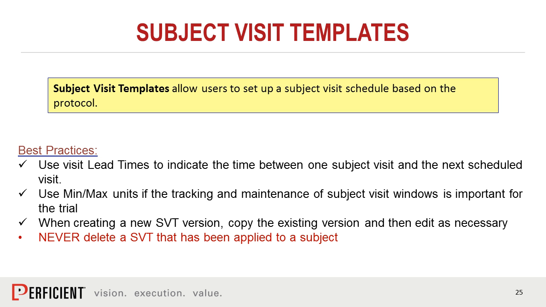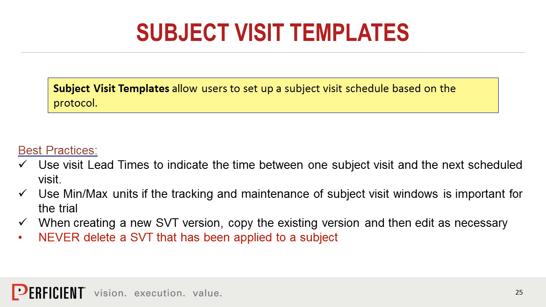The use of min and max units, if you're tracking that, is also important for the trial. So based on the plan date, based on your lead time, you can have a min and max window of 2 days or whatever the protocol calls for.